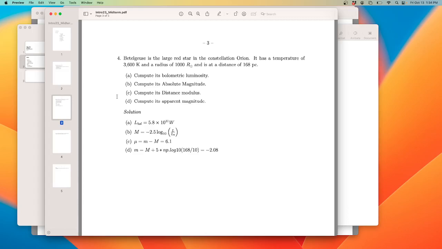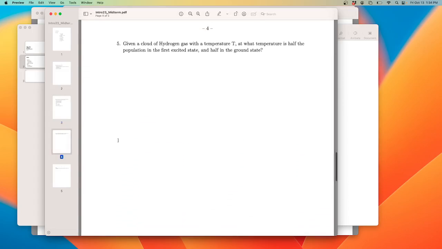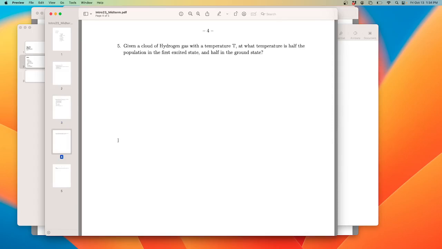And then the apparent magnitude you get from this. So you know what the distance modulus is. You can get the apparent magnitude from the distance modulus and the total brightness. And I think I didn't take off very many points for that one. 5 was a little rougher.